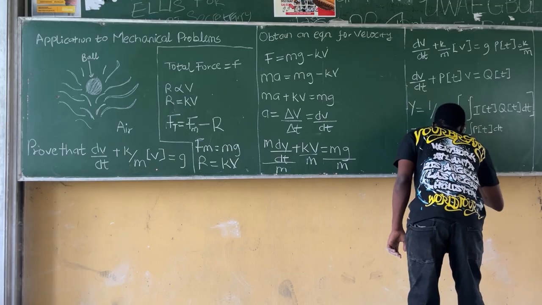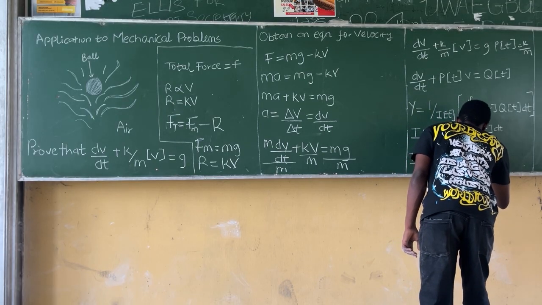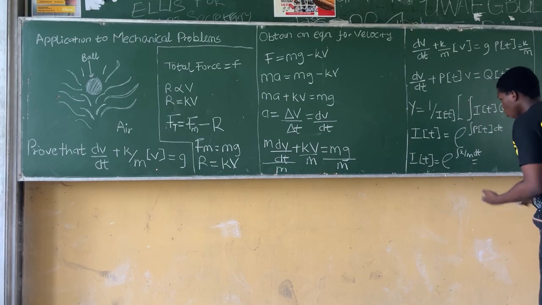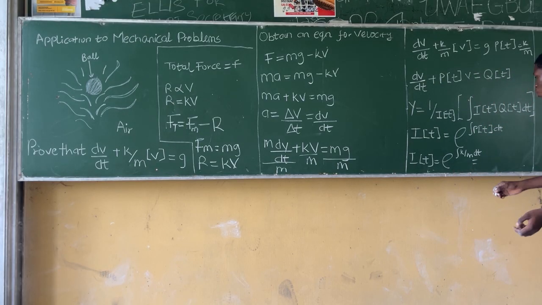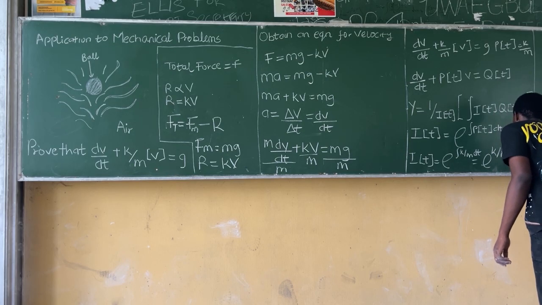goes to e raised to the integral of k over m dt. So if you work on this now, if you integrate k over m, it will give you e raised to power k over m t.